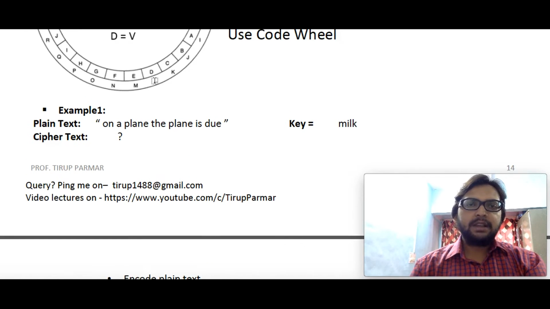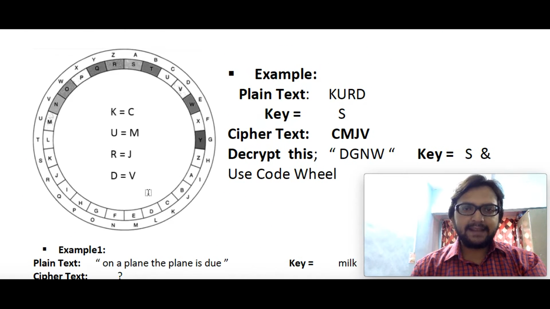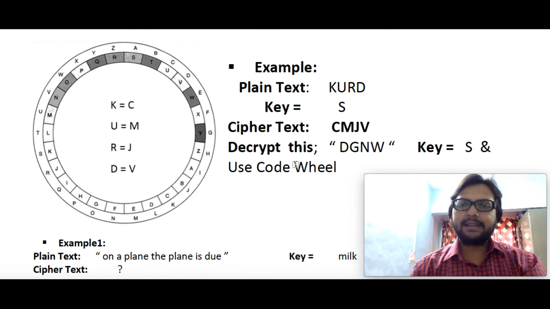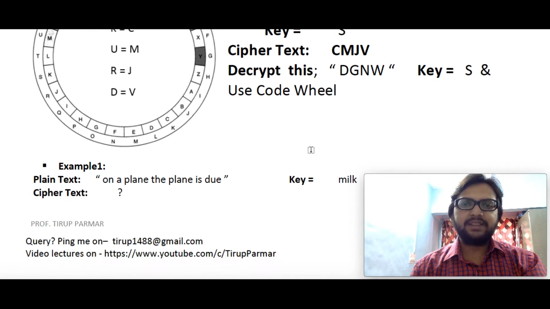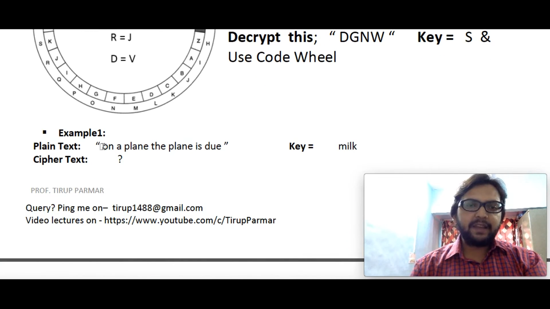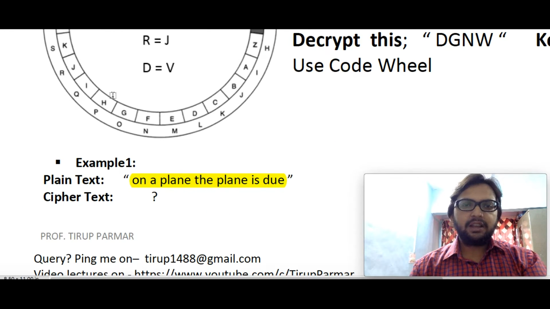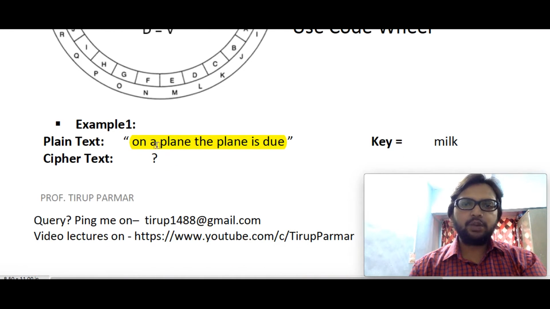Let's suppose this is an example. I'll just explain what this example is all about, then you can easily refer to this type of example. So let's see. Here we have a plain text written. As you can see, this is our message, which we want to encrypt.